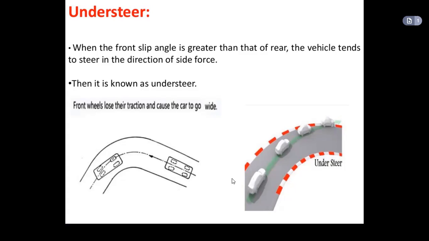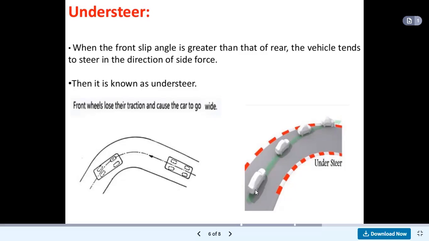Okay, this moves towards the side force. In this case, side force is acting on the left side of the vehicle, so the vehicle moves towards the left side of the road. Then it is known as understeer. This is a situation where the understeering takes place.